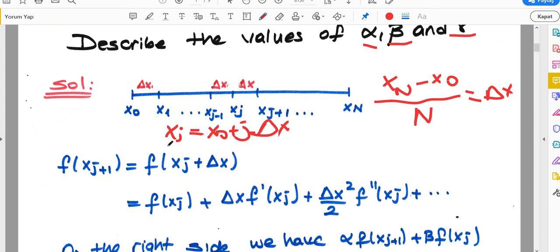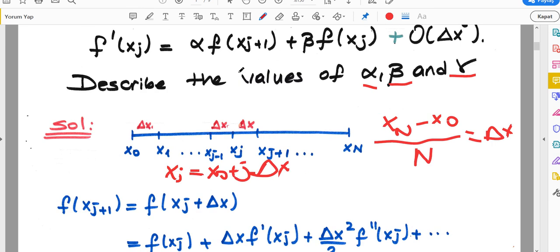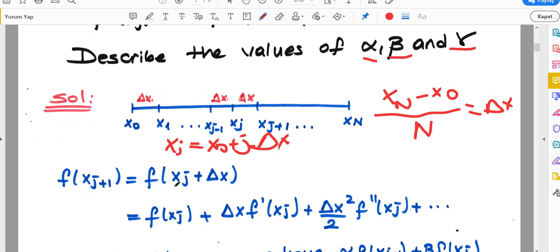Okay, when you are writing xj plus 1, it means this is xj, adding one more delta x. So this represents another node, okay, going to the other node here. So as you know, they are called nodes. We have discussed this previously. For this reason, I'm writing here xj plus delta x.